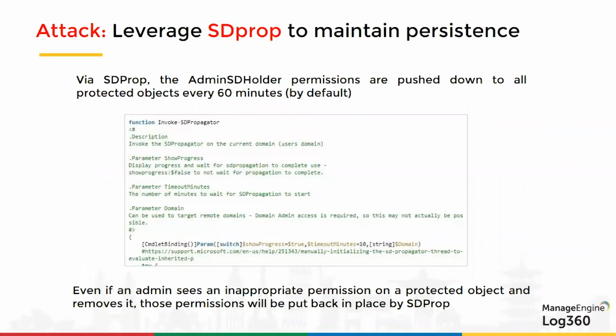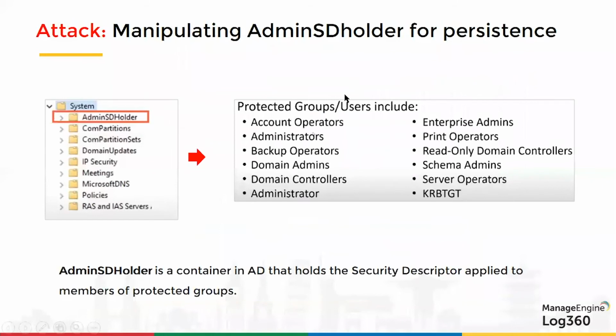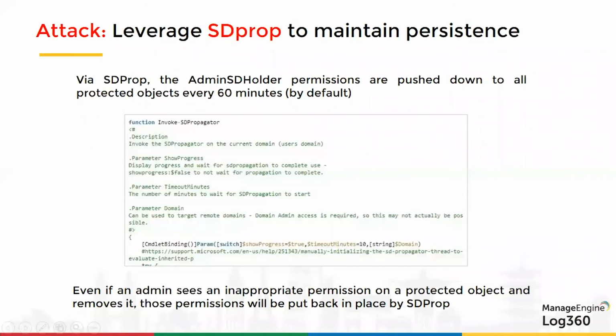The SDPROP process checks the AdminSDHolder for permissions and updates all the protected objects within Active Directory. The protected objects are these, right? So if an admin finds out that a permission has been assigned that a user is not supposed to have, SDPROP will automatically re-update the permissions, even if they've been removed. This is a default function within Active Directory. This cannot be eliminated, deleted, or disabled. That's how Active Directory works, and this is how misconfigurations lead to breaches.